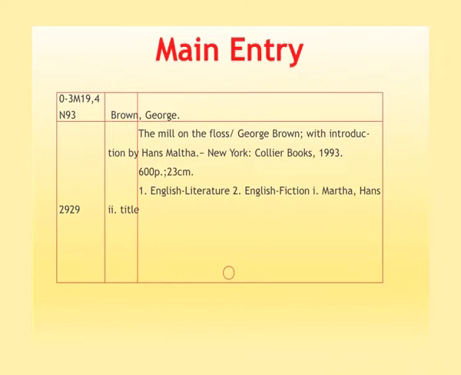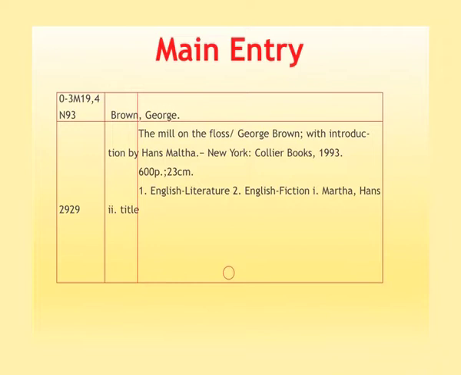Now, here the main entry is under the pseudonym, as guided by the AACR-II rule. Then other information, other treatments are like in the catalog of AACR-II. You know that the title, here the title is The Mill on the Floss, then slash, then the responsibility, then the subsequent responsibility, then the place of publication, publisher, year, like that, the page number.